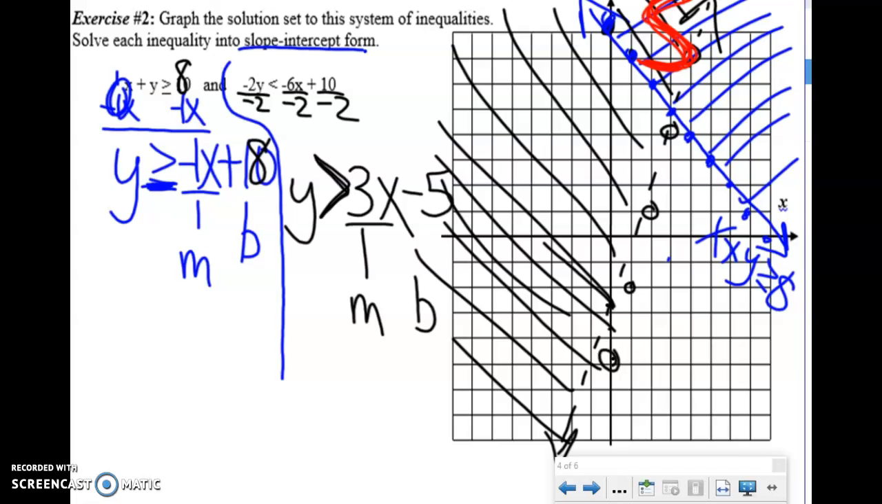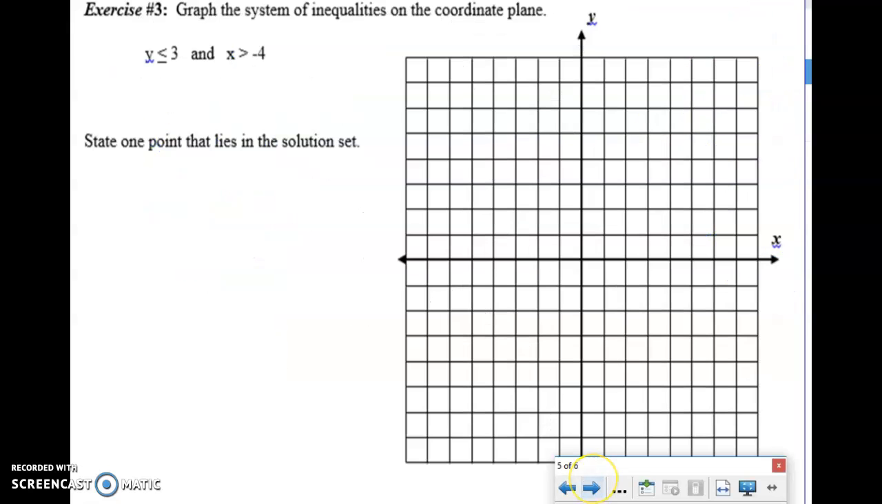Okay? Hope this is going well for you out there. Please keep the questions coming if you have any. All right, this next one takes us back to horizontal and vertical lines. All right, so I'm going to do a quick poll before we get started.